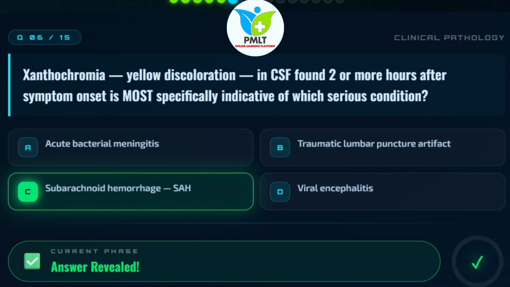Correct answer is C. Subarachnoid hemorrhage, SAH. Xanthochromia results from oxyhemoglobin and bilirubin from lysed RBCs and is virtually pathognomonic for subarachnoid hemorrhage when found 2 or more hours post-bleed. Traumatic tap is differentiated by progressively clearing RBCs between tubes 1 and 4.